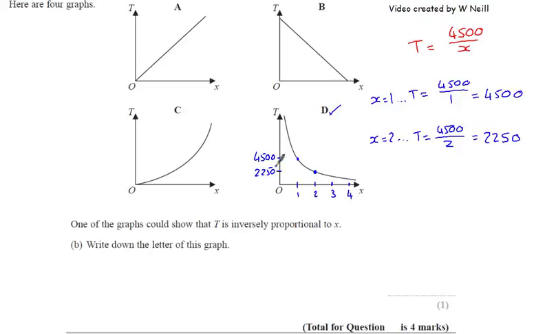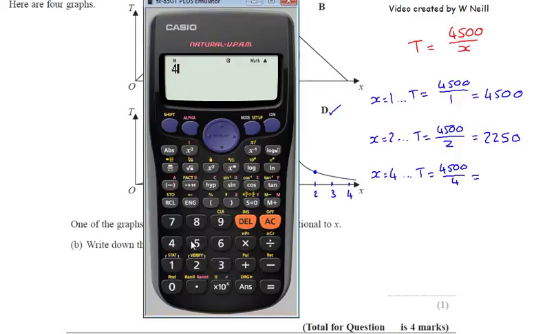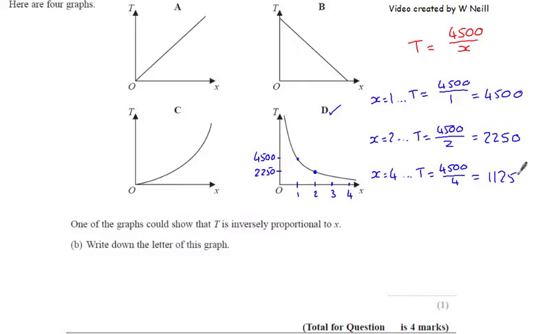So yes, it's halved. In fact, let's go straight to 4. x is equal to 4. T is equal to 4,500 divided by 4, which is 1,125. So I can see all the time that this is the graph that's happening here. I can see that it's going on a curve.